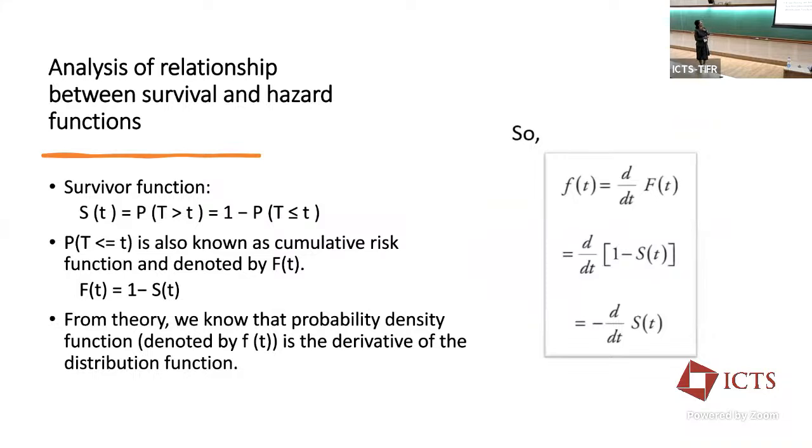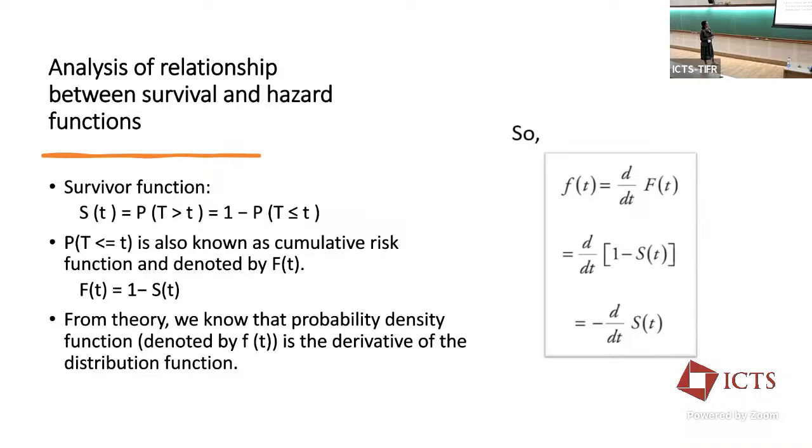Now, how do we analyze the relationship between the survival and the hazard functions? Survival at time t is equal to the probability that the person has lived up till time t. If we say the probability that T is greater than small t, we can also say that this is 1 minus the probability that T is less than or equal to t. The probability that T is less than or equal to t is also known as the cumulative risk function and denoted by F(t). So we can say that S(t) is equal to 1 minus the probability of T less than or equal to t, or 1 minus F(t).